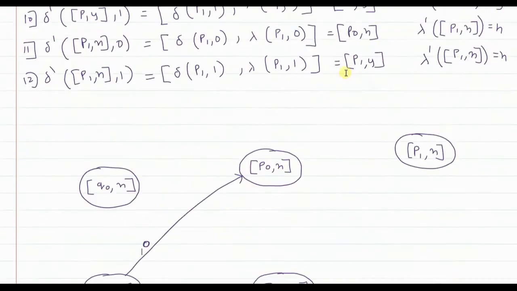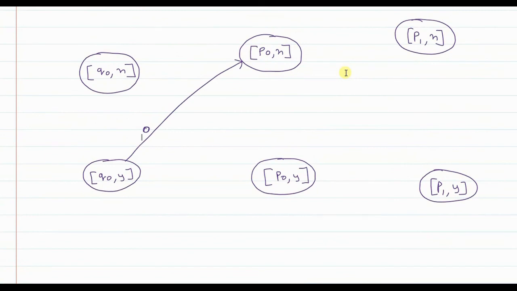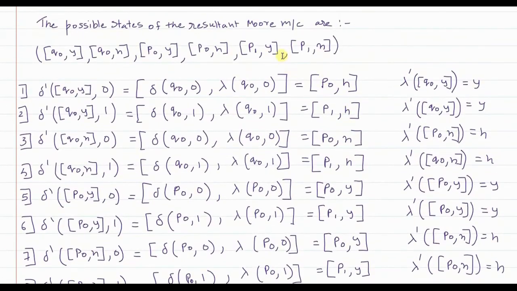Second, from this same state Q naught y on reading 1, where do you go? You go to P1 no. So from this state Q naught y on reading 1 you go to P1 no. Correct? So Q naught y is over.